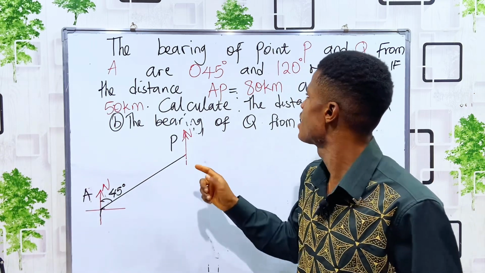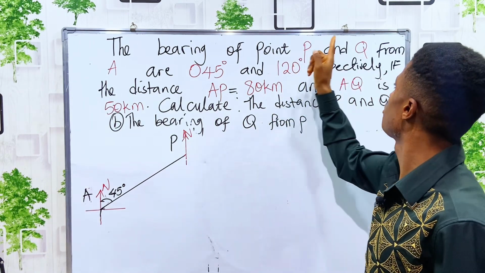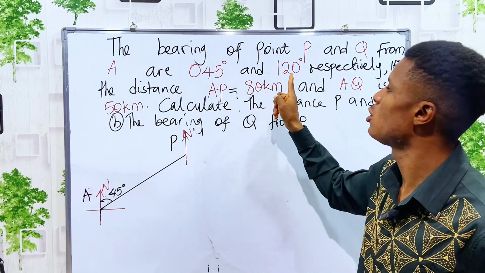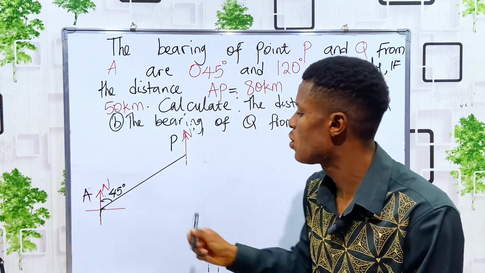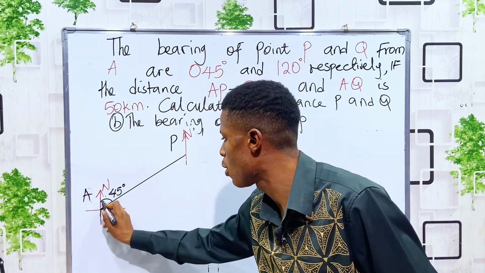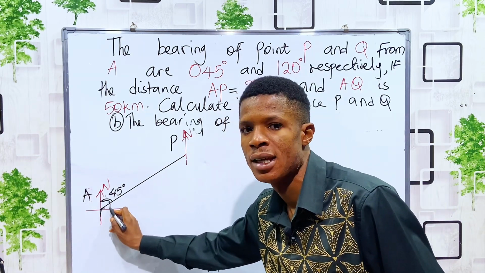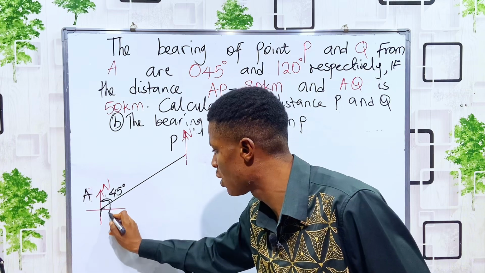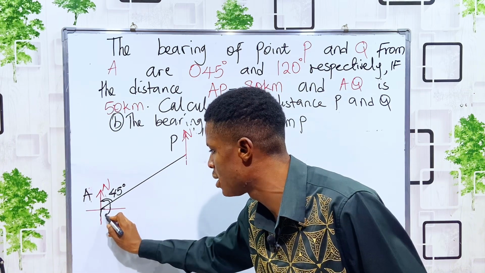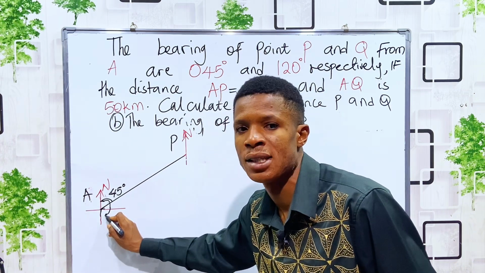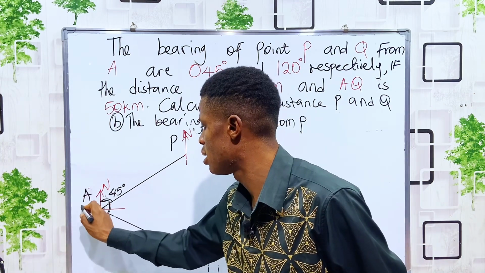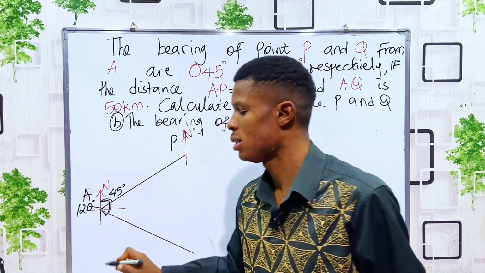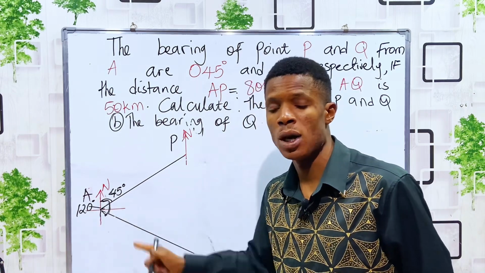Then the next statement is that point Q is also on a bearing of 120 degrees from point A. So this is 45 degrees, and to complete this you have 90. From 90, you move another 30 to get 120. So the angle should be somewhere here. The angle here is 120 degrees.